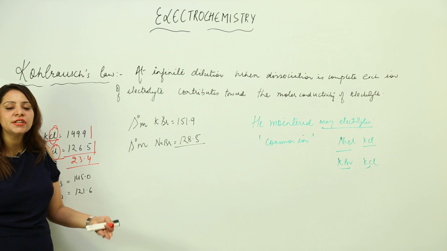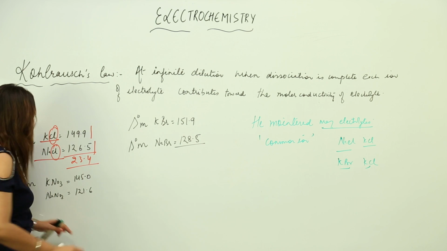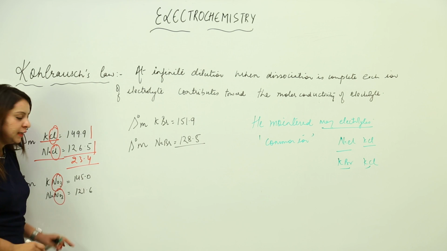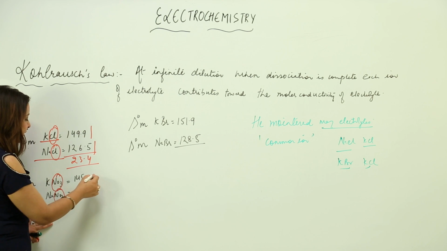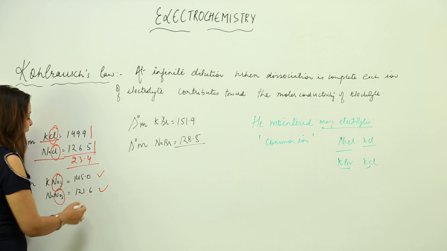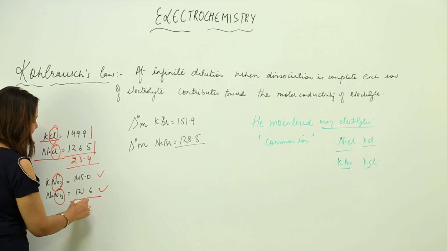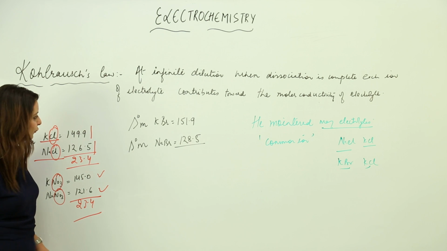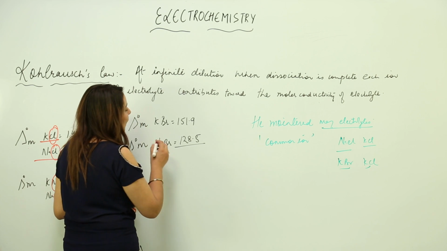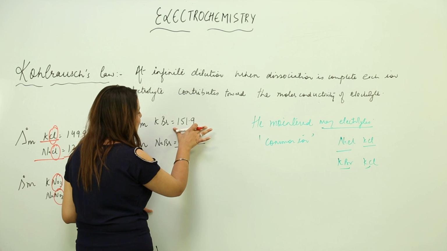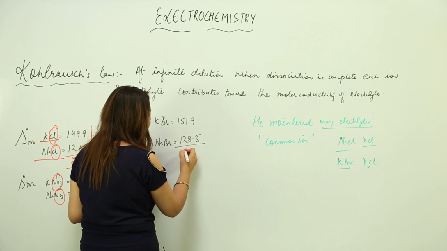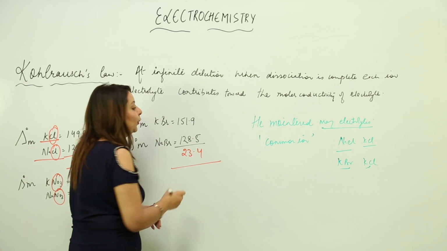Now I take another pair of electrolytes with a common ion, KNO3 and NaNO3. Here the common ion is nitrate, and the molar conductivities are 145 and 121.6 respectively. If I take the difference, again it comes out to be 23.4. Likewise, let us take another example, KBr and NaBr, with molar conductivities of 151.9 and 128.5. Let us subtract them, and again the difference comes out to be 23.4.